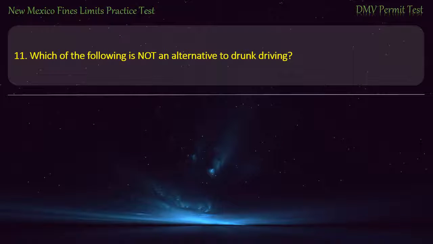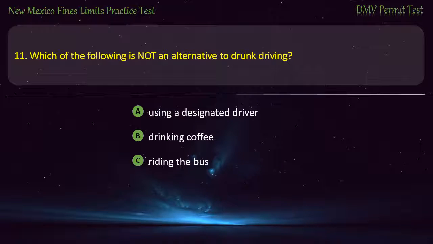Question 11. Which of the following is not an alternative to drunk driving? Using a designated driver, drinking coffee, riding the bus, calling a taxi. Answer. Drinking coffee.